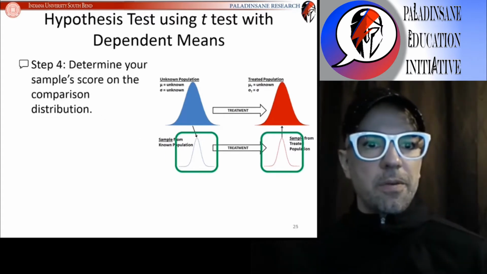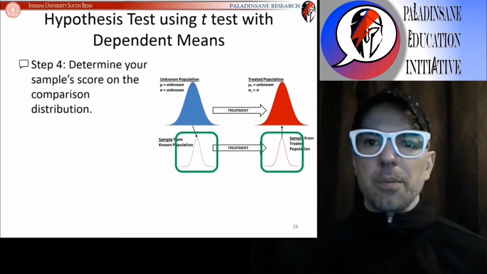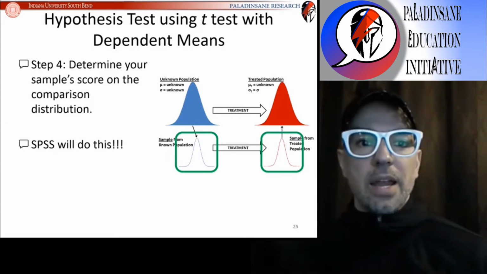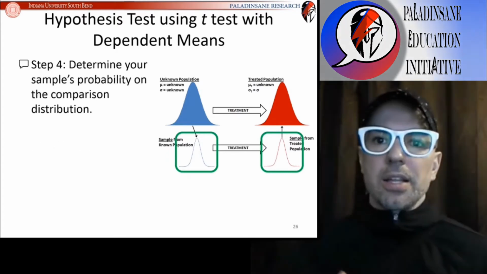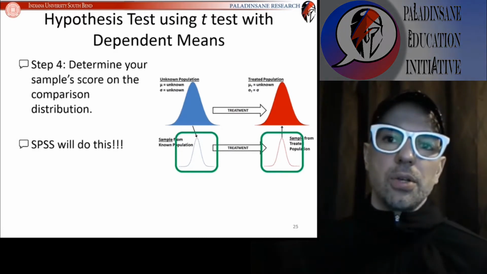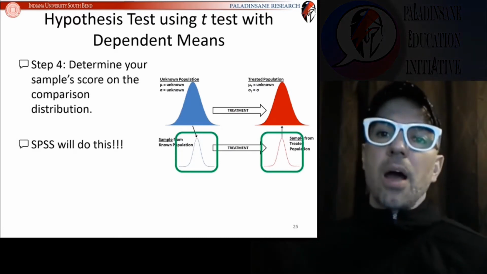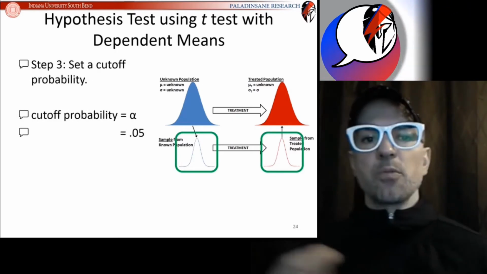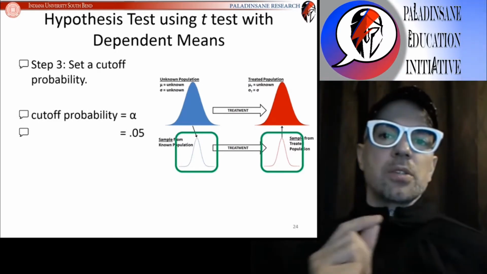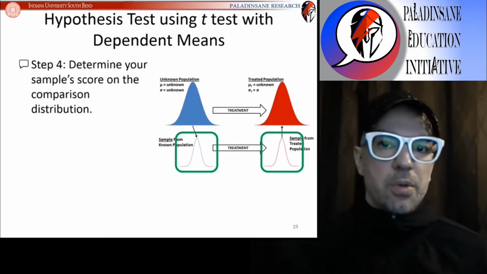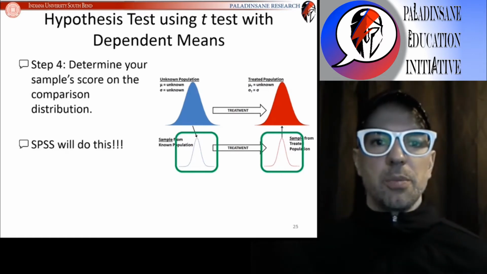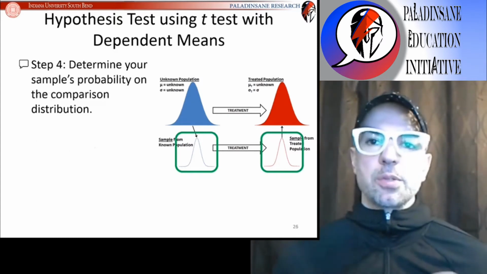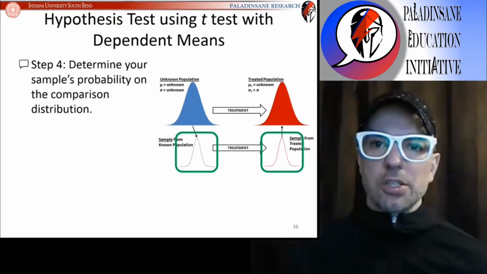All right, so step number 4, determine your sample score on the comparison distribution. SPSS will do this for you, so that is very nice. They will do your sample score. However, notice that we are now dealing with cutoff probabilities rather than cutoff scores. So not only do we need to find our sample's score on the comparison distribution, but we need to translate that score into our sample's probability on the comparison distribution.